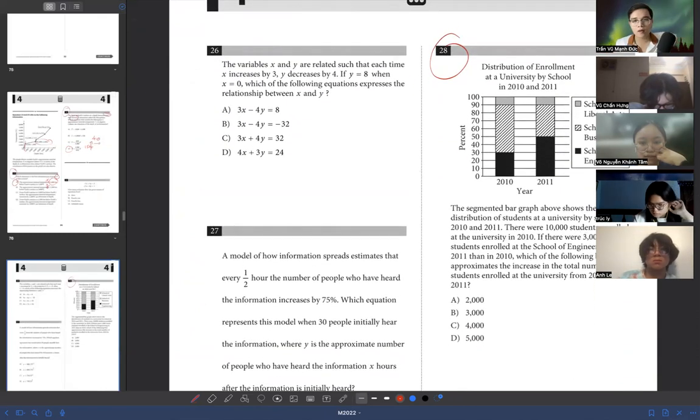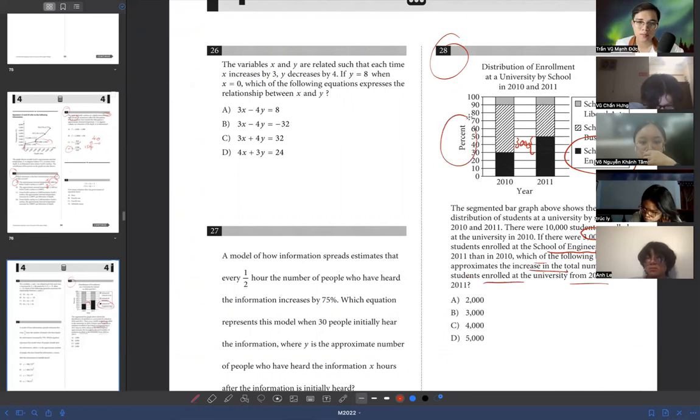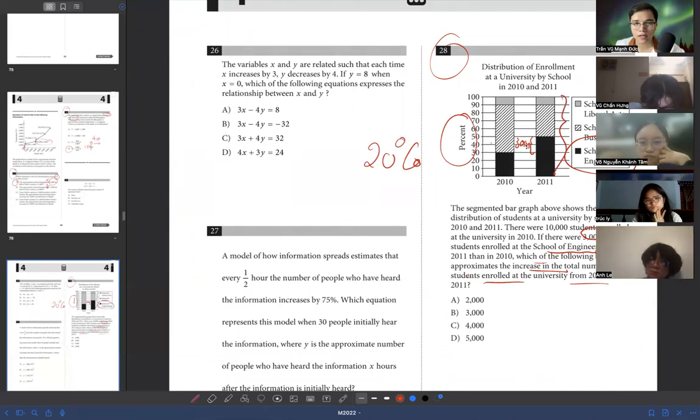You have 3,000 more students enrolled in School of Engineering. So this is the black bar, and this equates to 3,000. And which of the following estimates the increase in total number of students? Because look, this is the percentage, and you have 3,000 equates to a 20% increase. So 20% of this graph is 3,000.